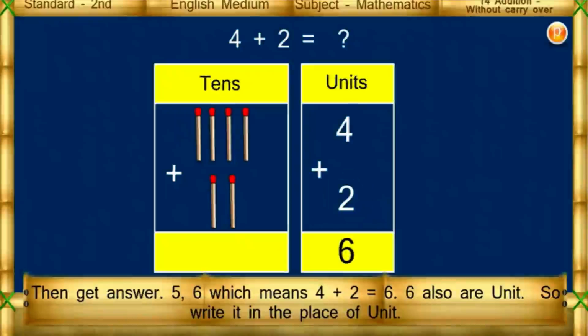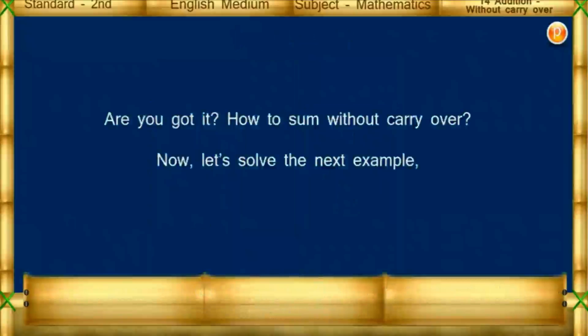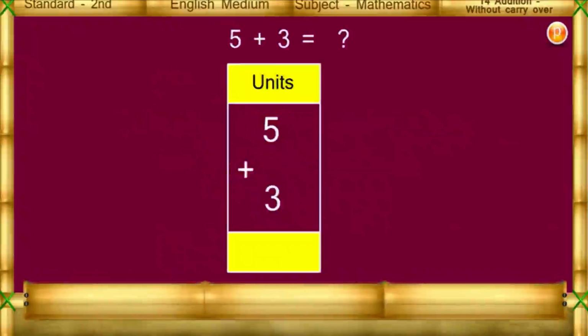6 is also a unit, so write it in the unit place. Did you get it? How to sum without carryover? Now let's solve the next example. 5 plus 3 equals how many? 5 plus 3 equals 8.